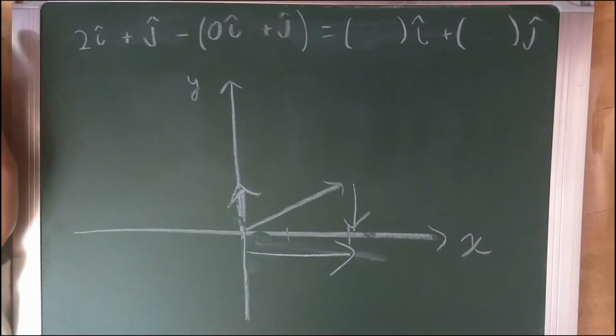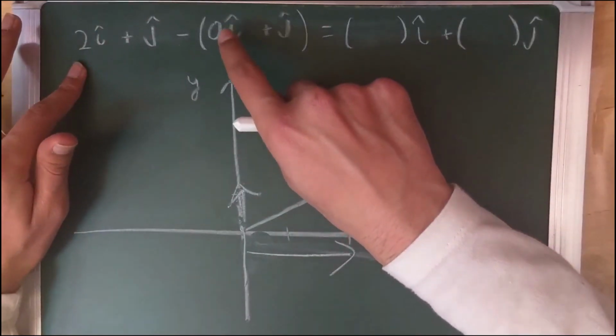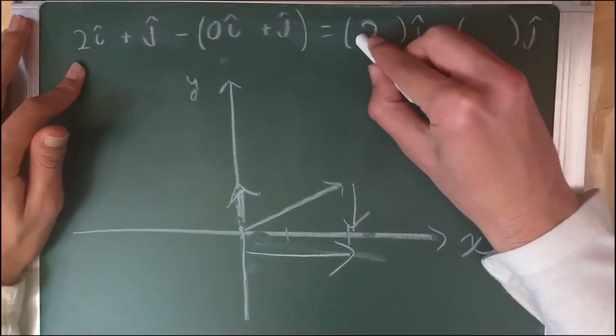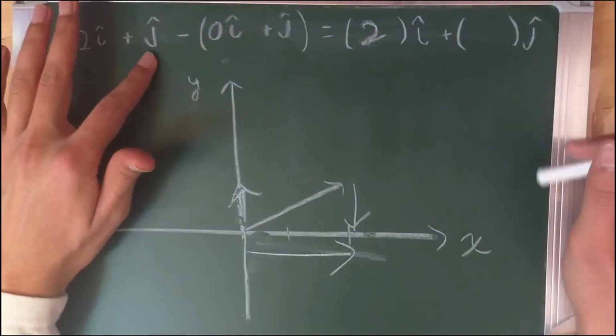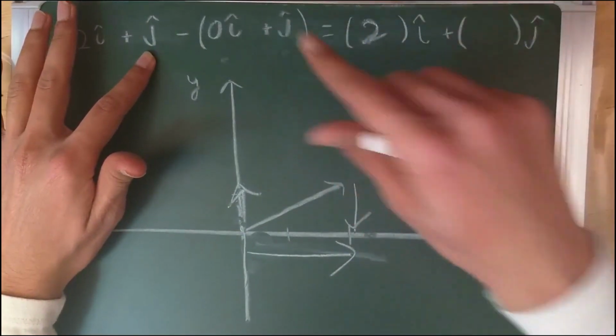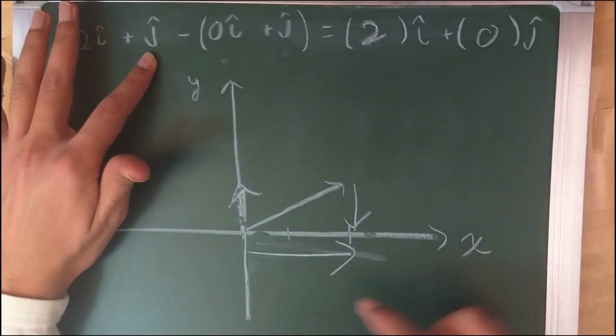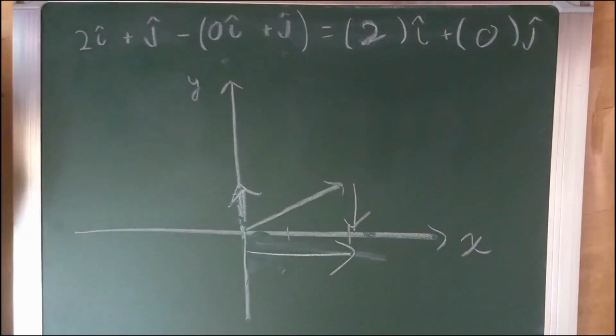And let's do the subtraction. So that's 2 i hat minus 0 i hat, that's 2 i hat, and then j hat minus j hat is just 0 j hat. And that's exactly what this vector right here is.